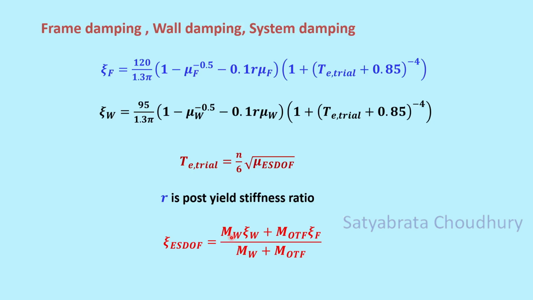Mw is the moment at the base of the wall, xi w is the damping of the wall as given by this formula, MOTF is the overturning moment at the base of the building in the frame, xi f is the damping in the frame, and summation of these two. Now while calculating this moment of the wall, or overturning moment in the frame, you need not take the actual forces. We take our relative forces and find out the values, and because it is a quotient here, division, those relative values will be working for our calculation purpose.